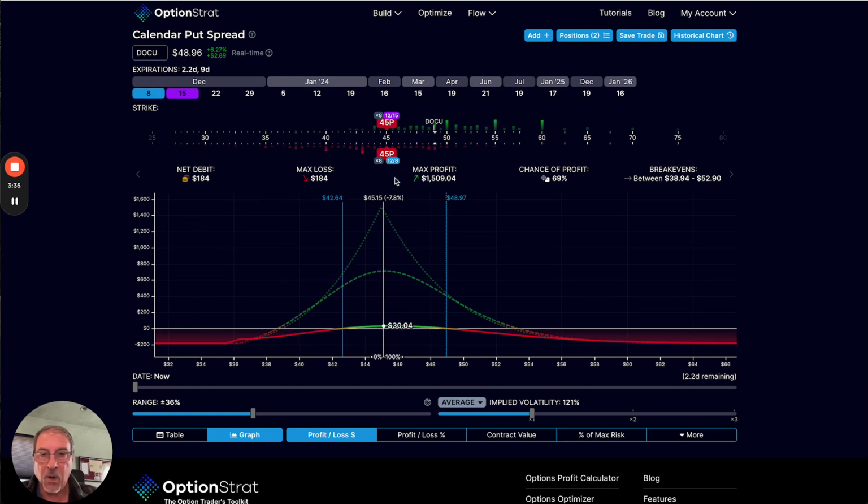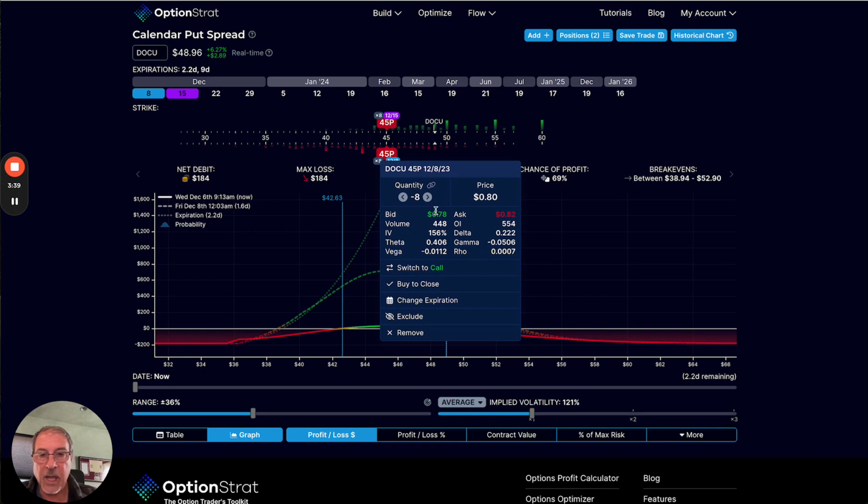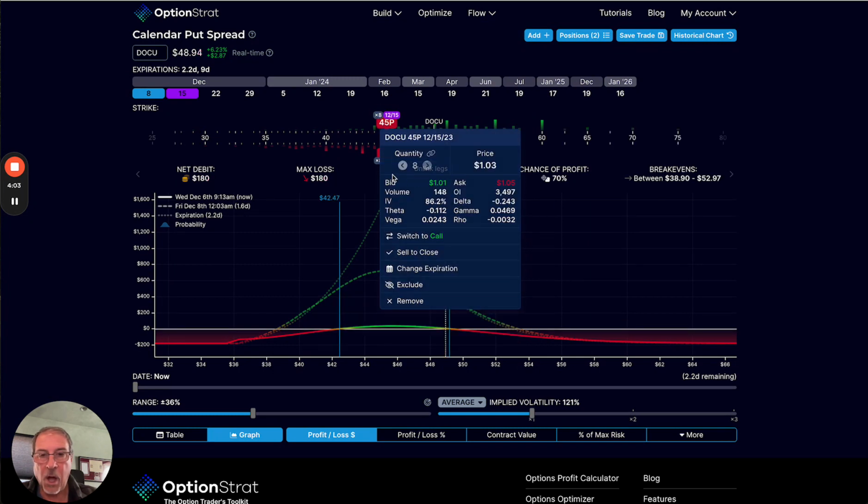So what I'm doing here, just to be clear, is I'm selling 8 strikes that expire at the end of the day on Friday. I'm going to get somewhere around 80 cents for that. That's the middle of this bid-ask spread. So I'm going to take in $640 in credit for this particular part of the trade. Then I need to go out and buy my long strikes. I'm buying them a week out.